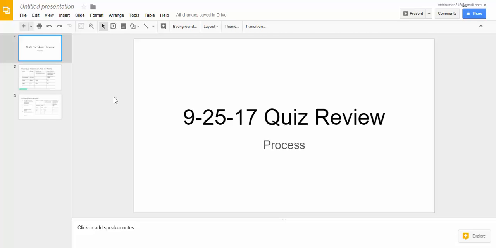Right, this will be the worked out solutions for the quiz review. I'm going to do it in parts. The first part we're going to do deals with the weight. It's the most complicated of the processes.